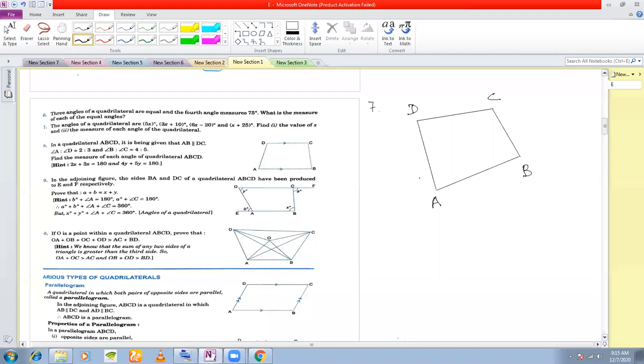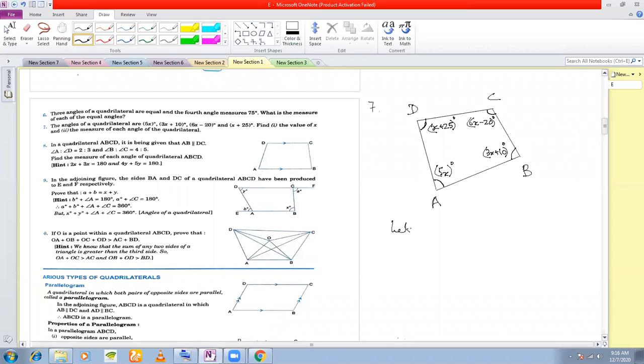The angles of a quadrilateral are given to be 5x. Let's say A is 5x degree, and B is 3x plus 10 degree. Let's say C is 6x minus 20 degree, and let's say D is x plus 25 degree. These are the four angles.